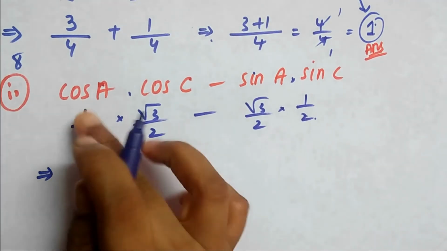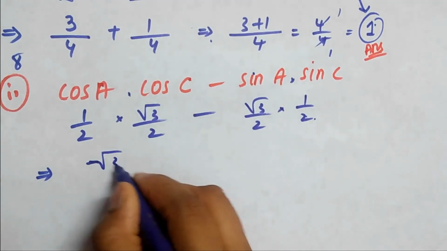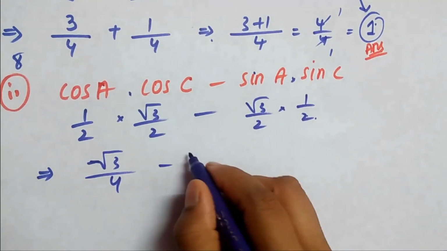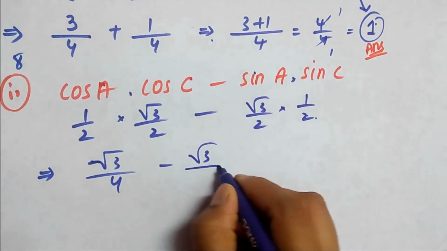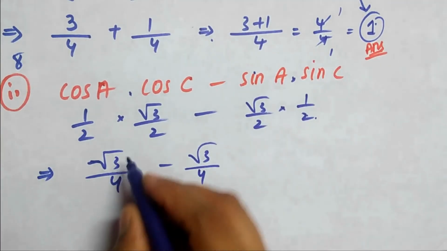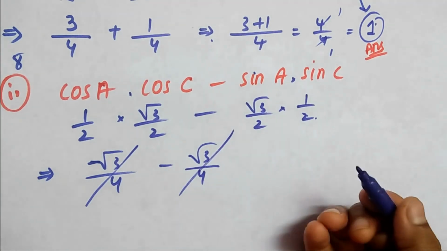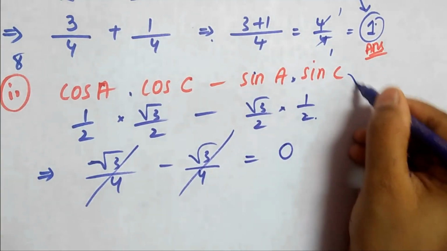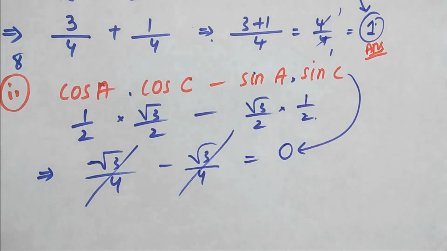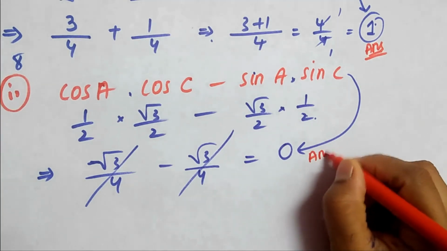Now we are just taking out the LCM and multiplying. 1 into √3 is √3, 2 into 2 is 4. Minus √3 into 1 is √3, divided by 4. Plus and minus get cancelled anyhow. It's 0. So this answer is 0. Wasn't it easy? Wasn't it very simple?